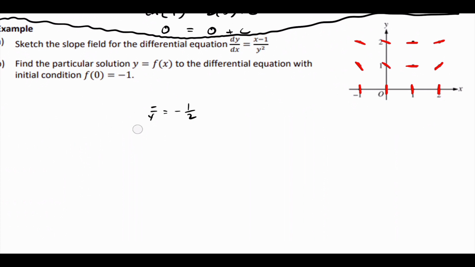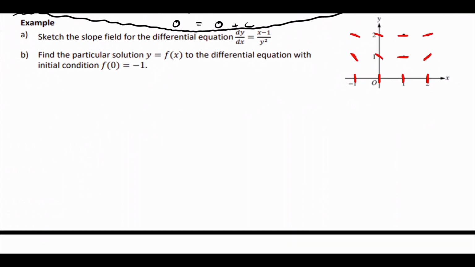So like I said, when you're creating a slope field, mental math is perfectly okay. I don't mind that. Okay, so B now. So now they want us to find the particular solution of the guy we just did at 0, negative 1. So B is just what we did last week. Okay.